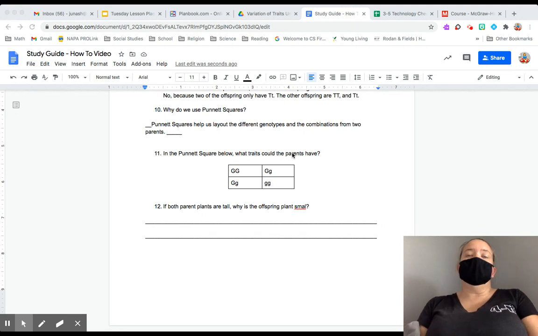If you need to figure out what the parents have, you want to pull these genotypes apart. A good rule of thumb for making this easy is to think of the first letter in each group gets pulled this way, and the second letter in each group gets pulled to the top. So if I look at this, the parent across the top, I know one gene has to come up and one gene has to go across.